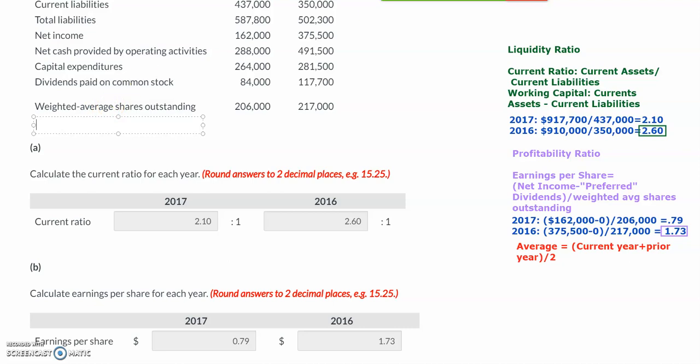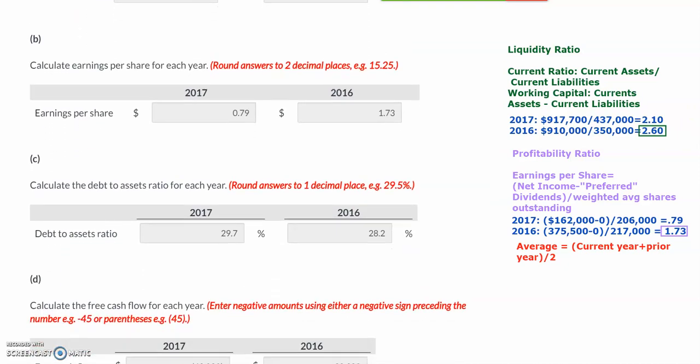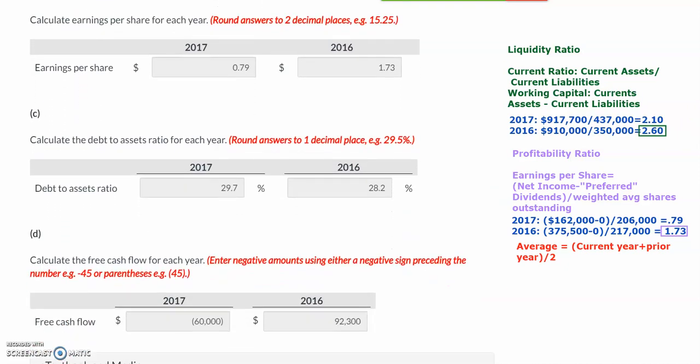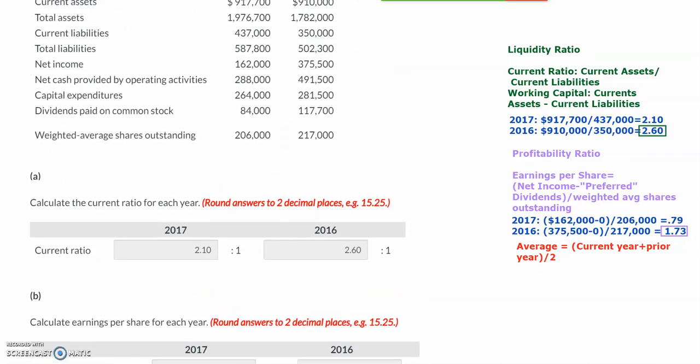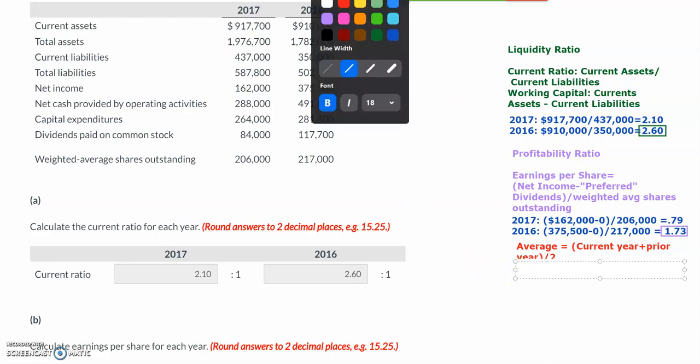The next ratio that we're going to be going over will be the debt to assets ratio. And for our debt to assets ratio, we're going to present this as a percentage. And our debt to assets ratio is a solvency ratio. So that tells us about the company's ability to survive over a long period of time. So I'm going to get started with our solvency ratio.